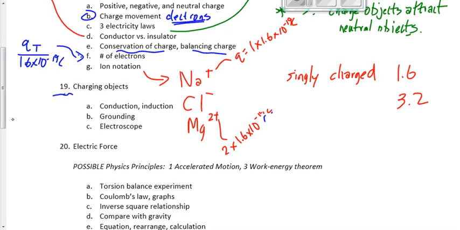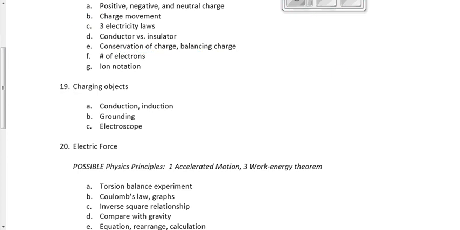All right, now we're going to get into some real stuff here. Talk about charging objects here. Conduction, induction, grounding, and so on. And this is going to lead us to this whole third law of the electric charge. It's the charged objects attract neutral objects. We got two kinds of charging here. Conduction and induction. Conduction always involves what?